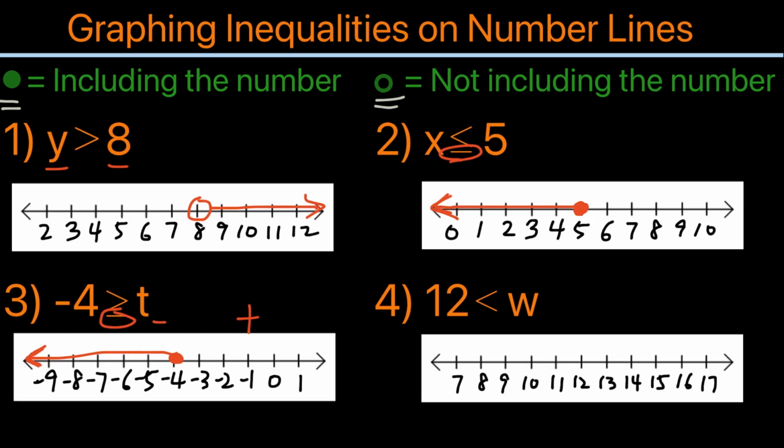Now for the fourth example, we have w is greater than 12. Now this one doesn't have the equal sign, so it has to be an open dot. And 12 is here, so the open dot. And w has to be greater than 12, which means we're going this direction, greater than.